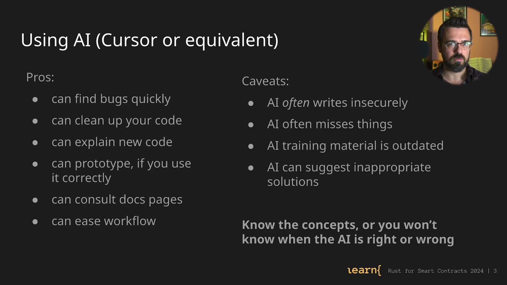AI is a great tool that will help speed you along your way as you're looking for bugs, as you're prototyping, as you're investigating the right way to do things. But unless you know the concepts, you won't be able to catch it when it makes mistakes. So use it. I use it. You should use it, or the dev world will move away from you and you'll just be slower than everyone else. But use it judiciously.